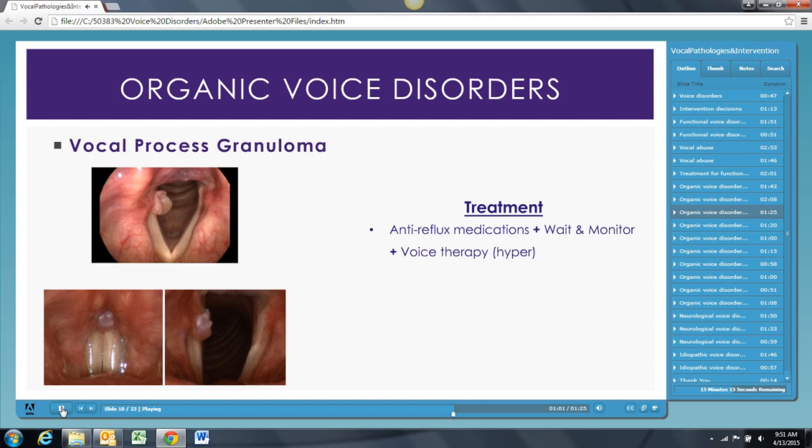Vocal process granulomas can take a long time to heal, upwards of 6 months or more in many cases. Surgery has and continues to be performed to remove granulomas, but the fact is they tend to reoccur after surgery because of the wound healing process. Surgery is really a better second option to be used in cases of granulomas that just won't seem to go away.